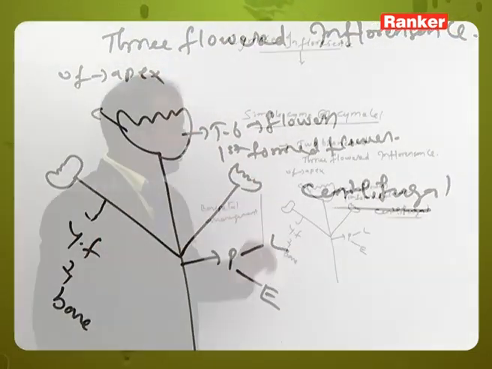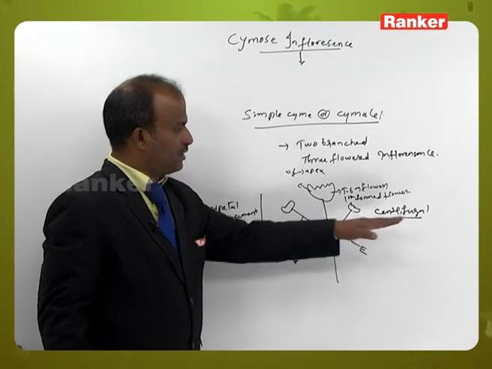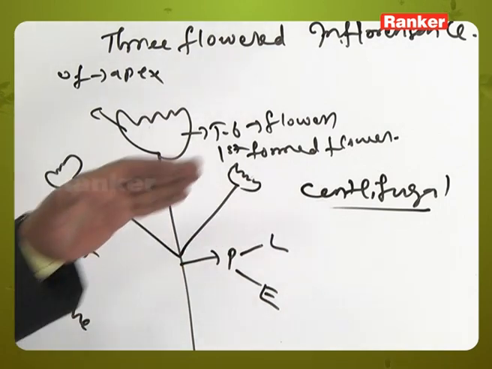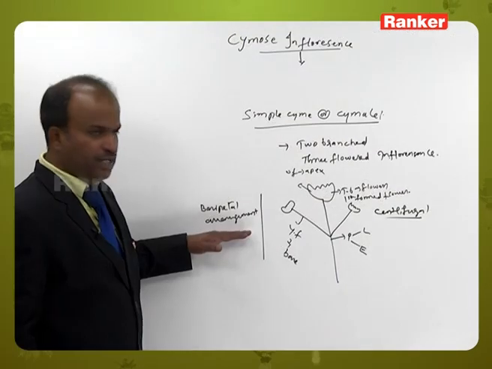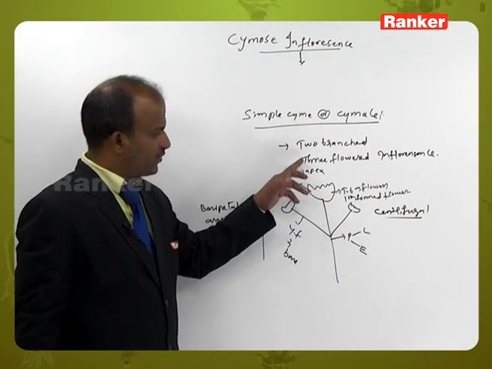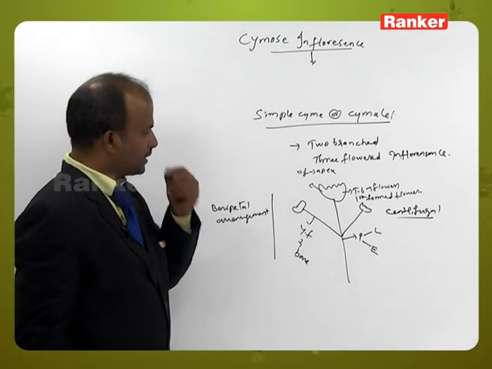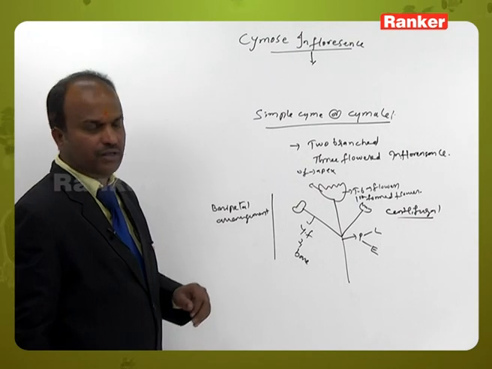Younger flowers are present towards the periphery. Based upon that, in this simple cyme or cymule, the flowers look arranged in centrifugal manner, but actually the flowers are arranged in basipetal arrangement. Why? Because older flowers are present towards the apex and younger flowers are present towards the base.